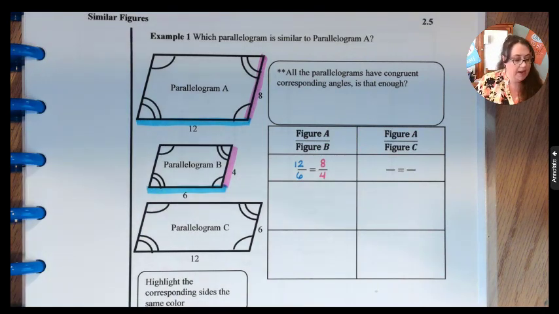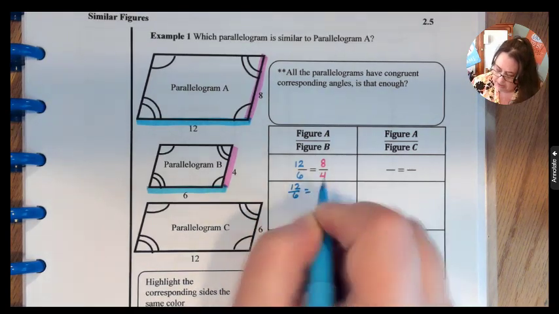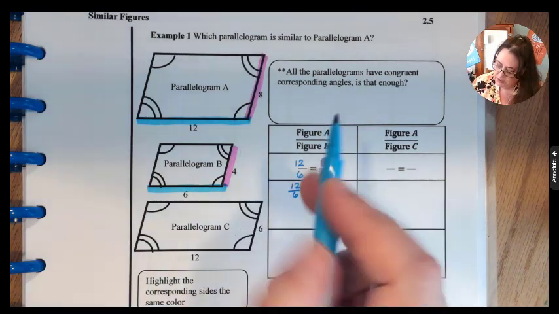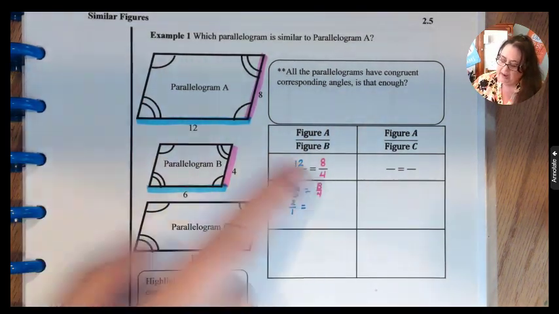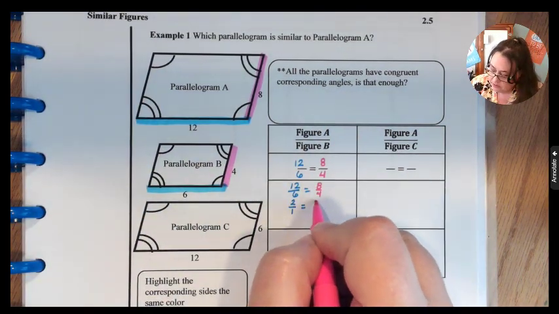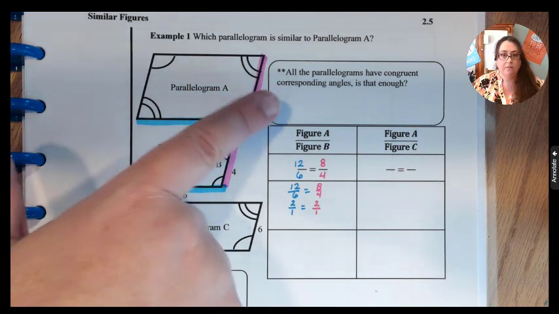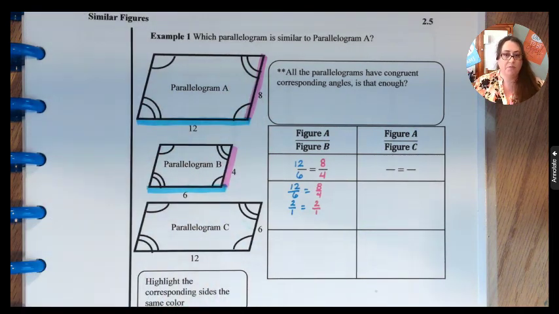Now I'm going to just go ahead and do the problem. So 12 is to 6 as 8 is to 4. I know 12 divided by 6 is 2. So this would be a 2-to-1 ratio. And 8 over 4 I also know is 2. So this would be a 2-to-1 ratio. So these have the same ratio. This is a 2-to-1 ratio from here to here. This is a 2-to-1 ratio from here to here.